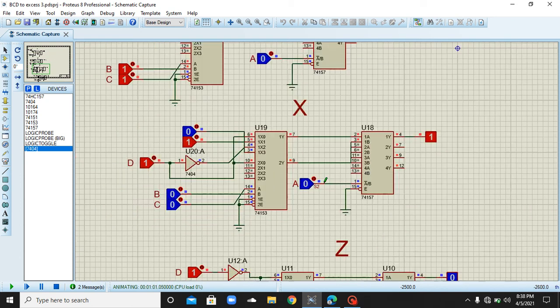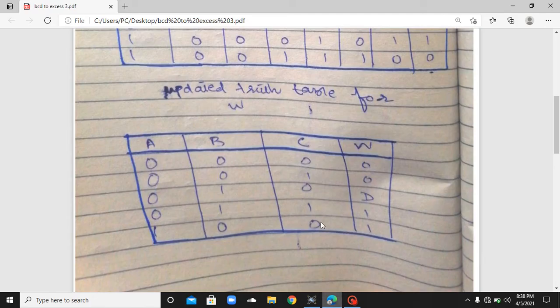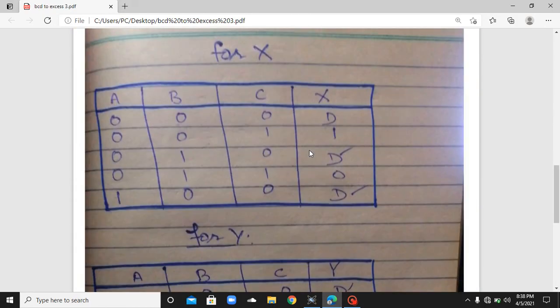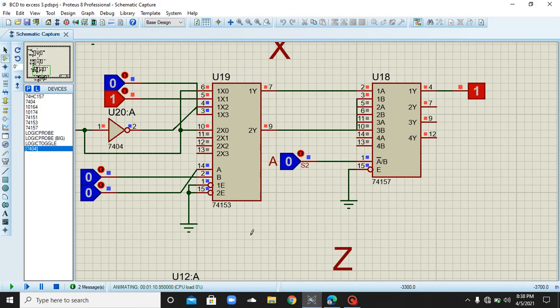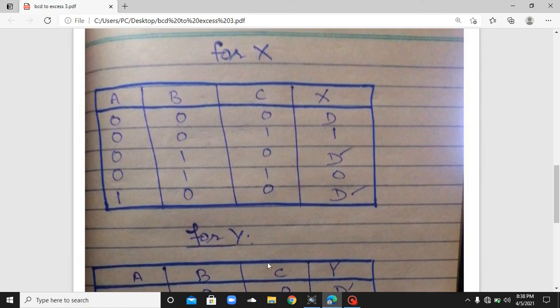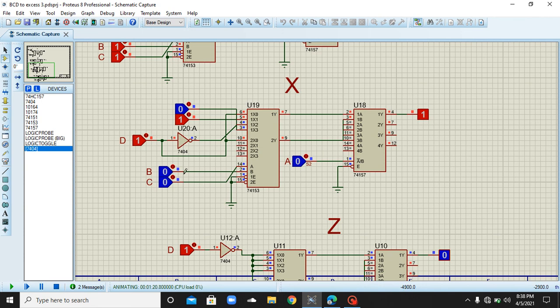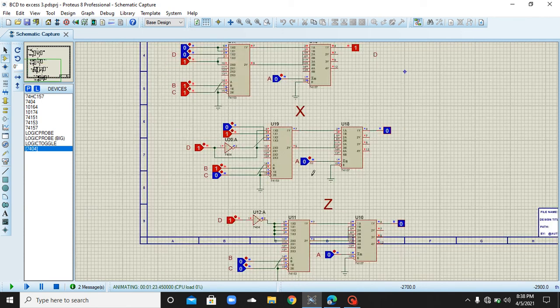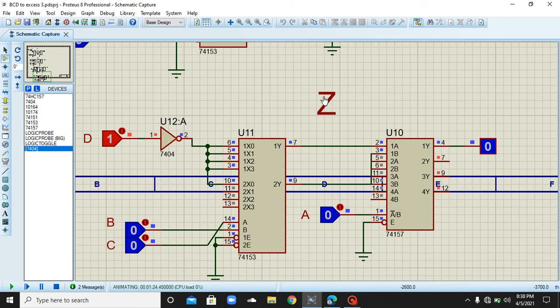You can check that if I open the truth table for X, it shows that if all the inputs are at 0 state, the output is the same as D. I have implemented 0 0 0, and the output is the same as D. If I have 0 1 0, A is 0, B is at 1, C is at 0, then I will be getting the complement of D, which you can see. And then at last I have Z.